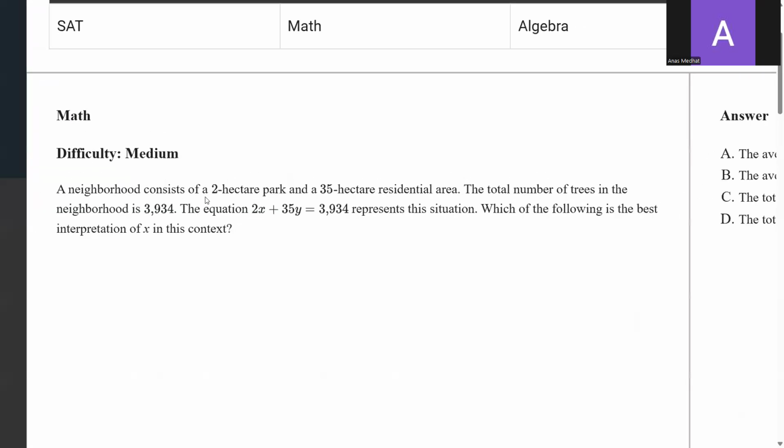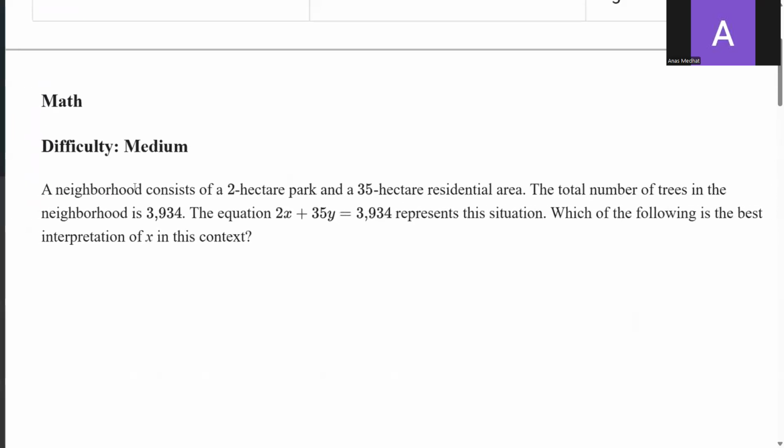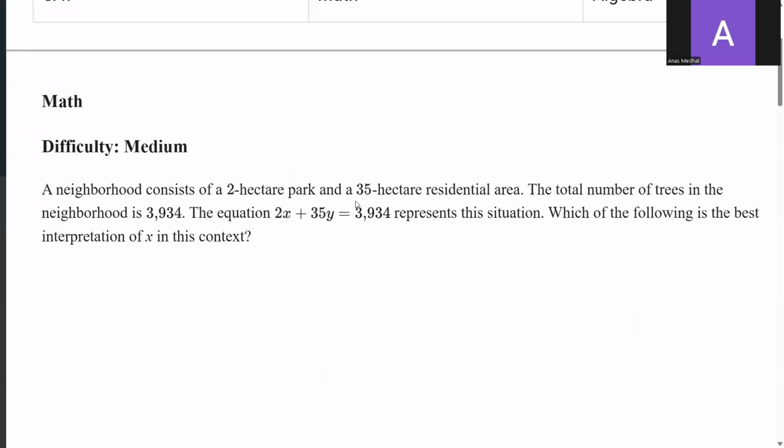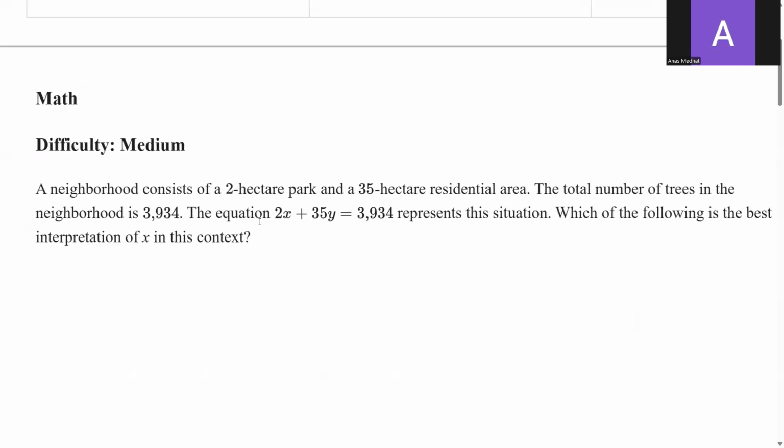A neighborhood consists of a 2-hectare park and a 35-hectare residential area. The total number of trees in the neighborhood is 3,900. This is the equation that represents the situation. Which of the following is the best interpretation of x in this context? Easy. Total number of trees. So this is the number of trees in the 2-hectare park.